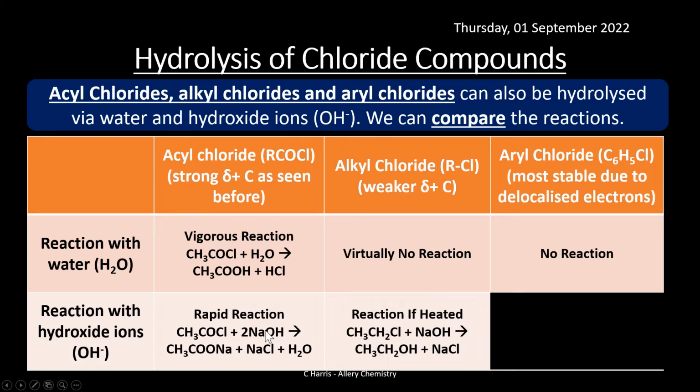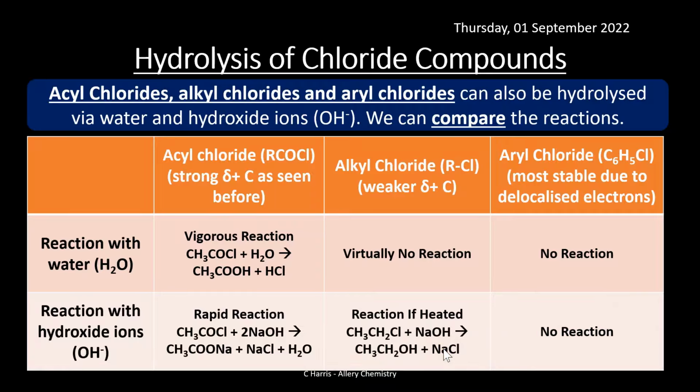With this slightly weaker alkyl chloride group, we still get a reaction, but we need to heat it a little bit to get this reaction. So we form an alcohol here and sodium chloride. And then with aryl chlorides, again, you don't get any reaction because you've got this really stable benzene structure, this delocalized structure.